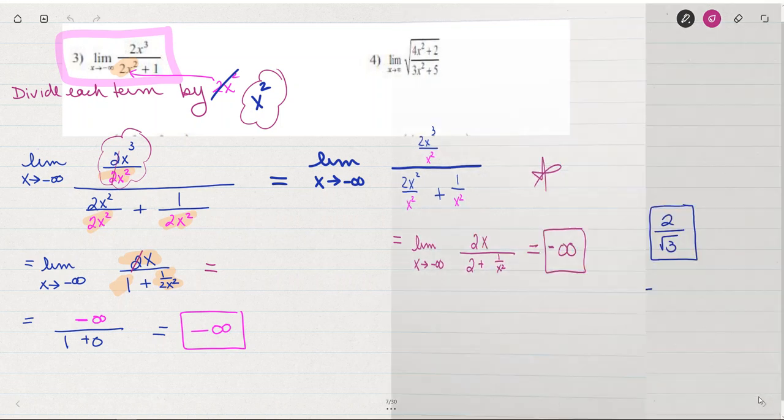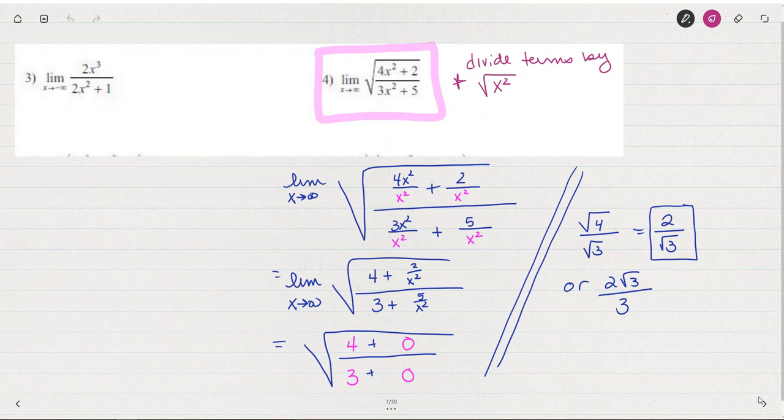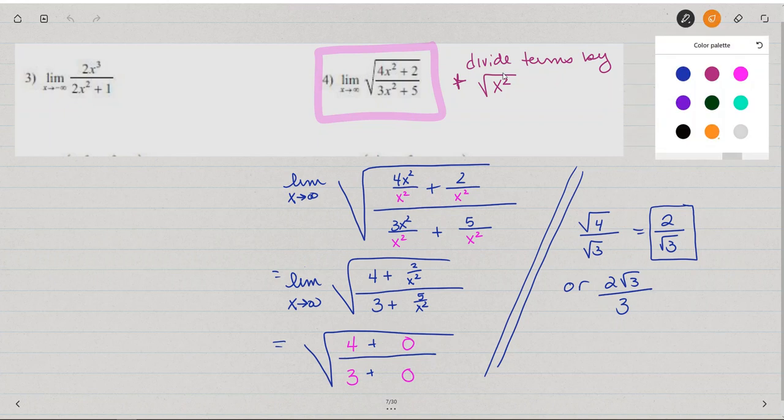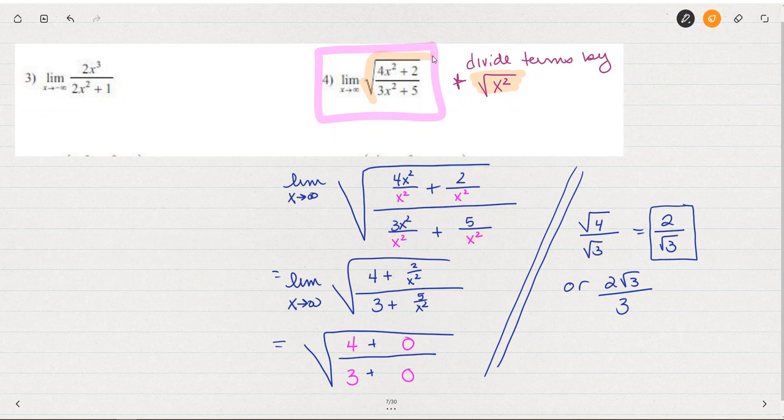Let's look at number 4. For number 4, we're going to divide all the terms by this square root of x squared. Now, when I write it in, it's going to be an x squared, not a square root of x squared when I write it in. But notice that the whole thing is in a square root, so be careful there. So we'll divide each term by the x squared, and that's going to give us 4 plus 2 over x squared over 3 plus 5 over x squared, and that whole thing square rooted.